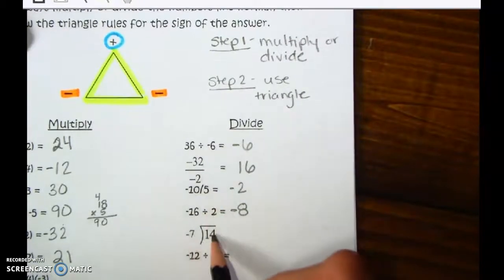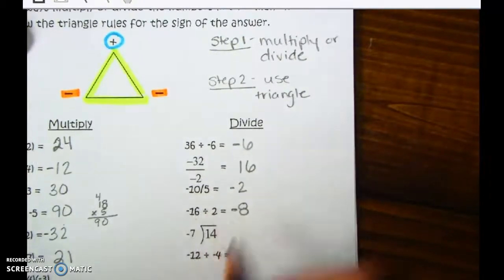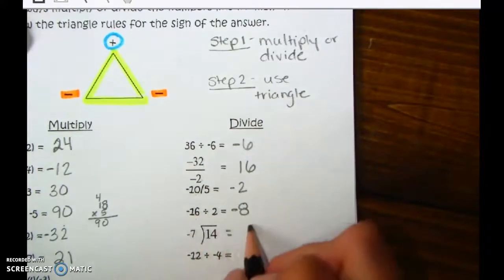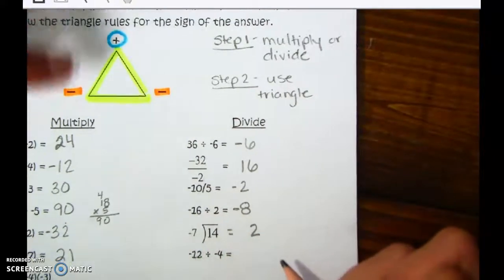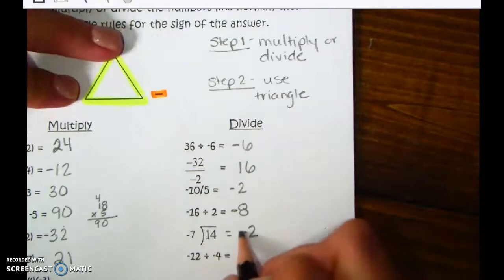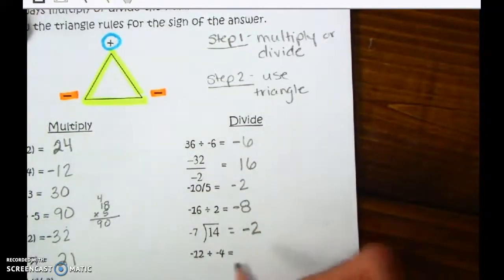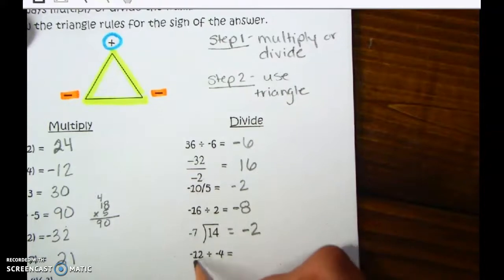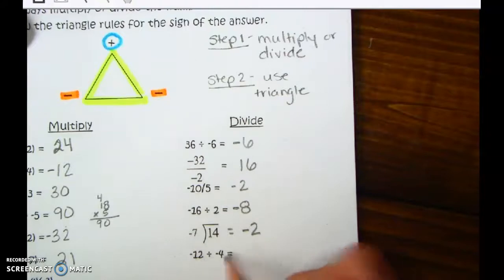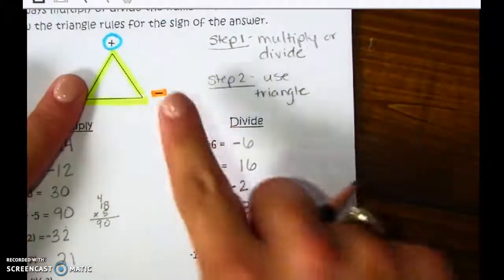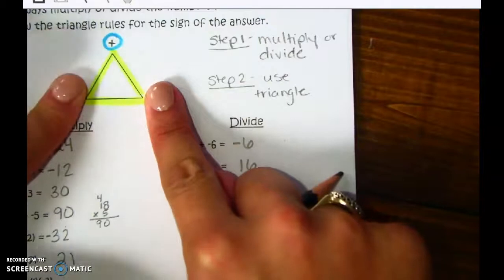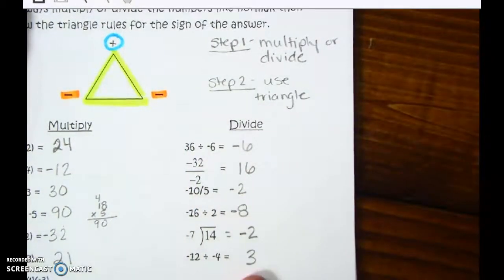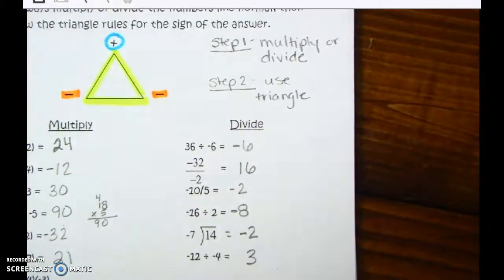How many times will 7 go into 14? So this is written as long division, but we know 7 goes into 14 2 times. We have a negative 7 and a positive 14, which makes my answer negative. And the last one, negative 12 divided by negative 4. So 12 divided by 4 is 3. And a negative divided by a negative gives us the positive. So our answer is 3. I know I went through this pretty fast, but you're welcome to replay it, slow it down, pause it, and work through it.